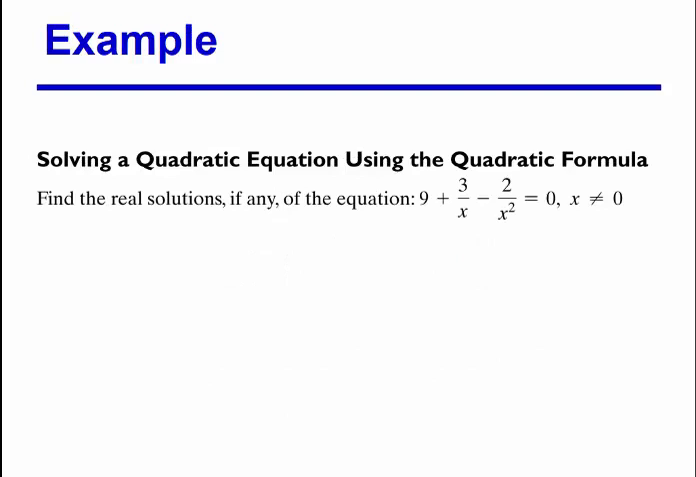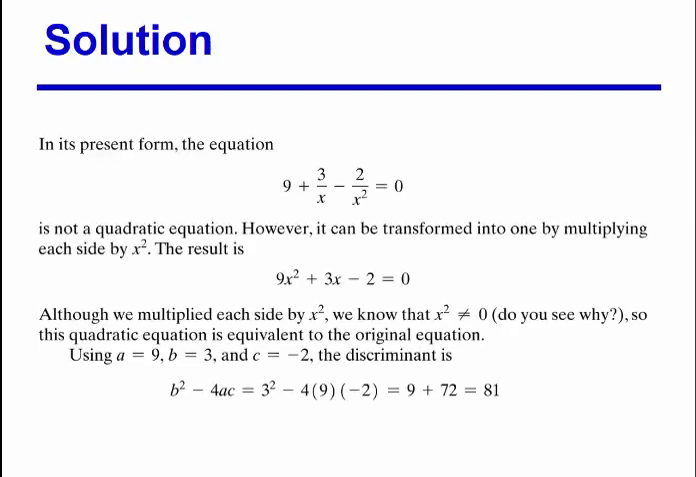Here's another example. We're going to use the quadratic formula to solve this. So we have 9 plus 3 over x plus 2 over x squared is equal to 0. x cannot equal 0. And so what we did here is we simply multiplied everything by x squared. And by doing that, we ended up with 9x squared plus 3x plus 2 is equal to 0. Now, although we multiplied each side by x squared, we know that x squared cannot equal 0, right? Otherwise, we can't divide by 0. So this is equivalent to the original equation given the restriction.